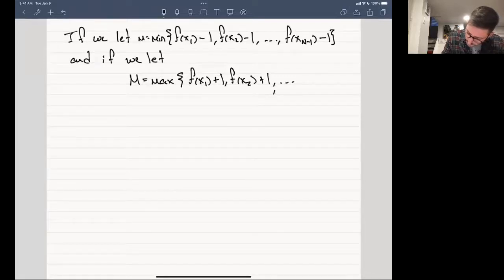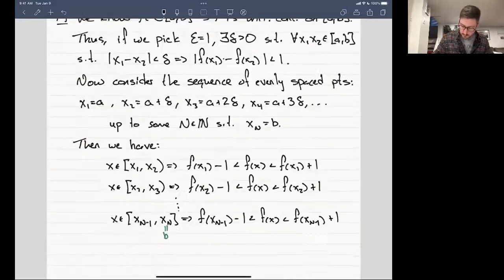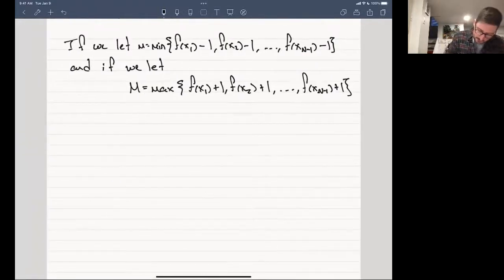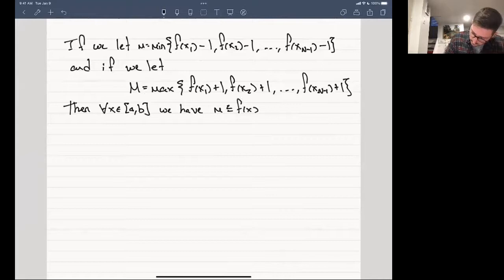Well, from what I had on the previous page, I've got upper and lower bounds on every value of f of x, right? So if I take a look at what I have here, I've got f of x bounded in every single case. And that tells us then for all x in [a, b], we have m less than or equal to f of x, which is less than or equal to capital M, which implies f is bounded.